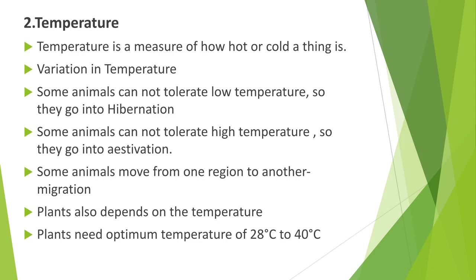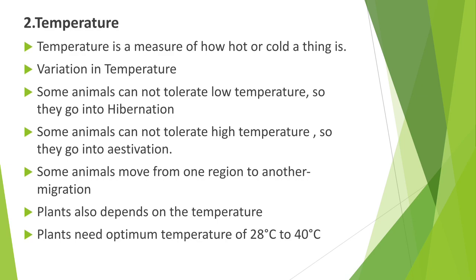Plants in a hilly region are different in structure than those in the plains. If you see the plants in the hilly regions, on the land, or in the water, we can see some structural changes in them. It is because plants grow in different regions depending on the temperature. So plants need an optimum temperature of 28 degrees Celsius to 40 degrees Celsius for germination.